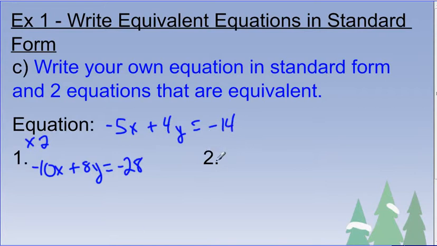Now for this side, I'm going to take everything times negative 3. So that's going to give me a positive 15x plus a negative, so plus a negative is really just a minus 12y. And 14 times 3 is 42. That gives me a positive 42.